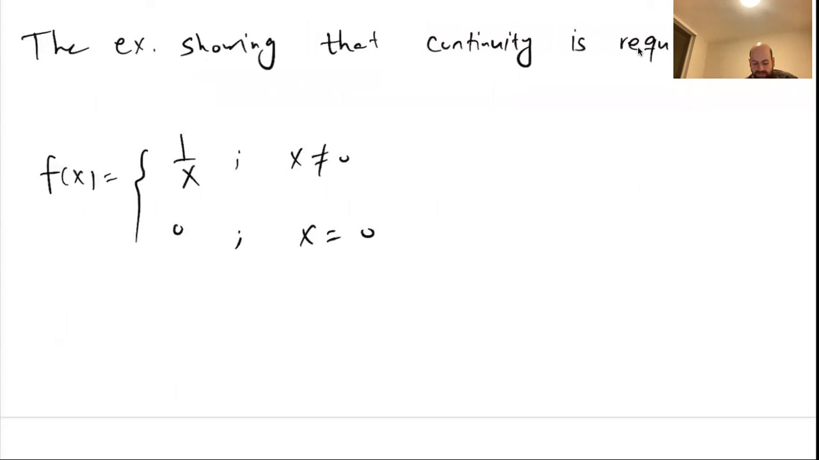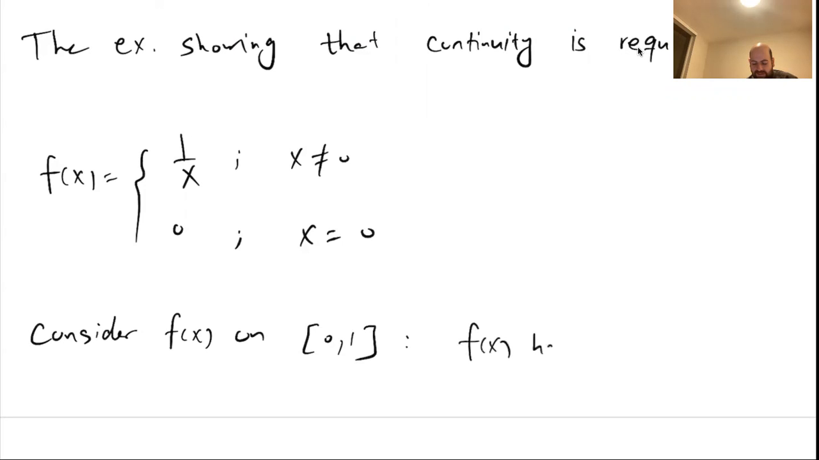Okay, now let's consider f of x on some closed finite interval, let's say 0 to 1. Then f of x has no absolute max.